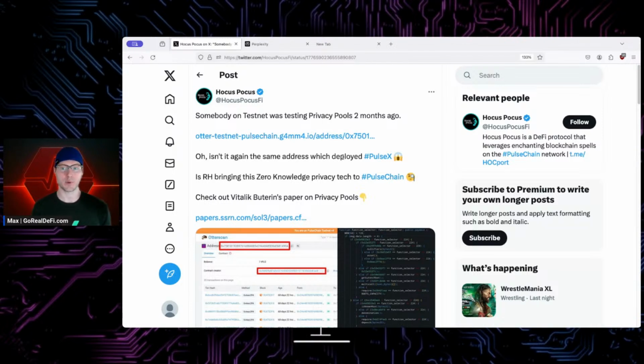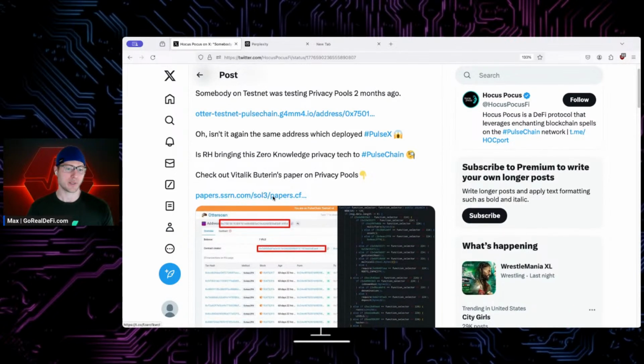Basically, think of it as the PulseChain dev address. It can give you a hint that they're forking stuff or doing stuff or testing. Otherwise, you can get an idea or at least speculate on what's next or what's coming. And this one is kind of easy to speculate on because it totally fits the narrative of real DeFi and privacy and freedom. So they're asking: is RH bringing zero knowledge privacy tech to PulseChain?